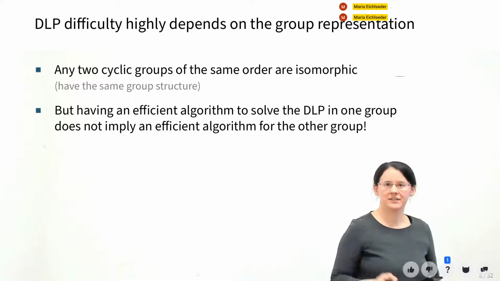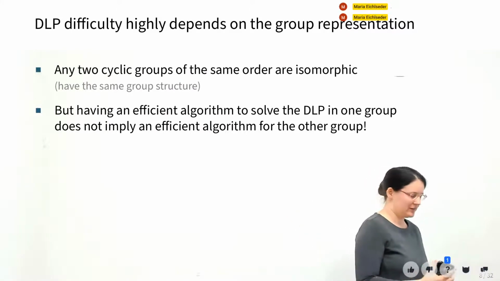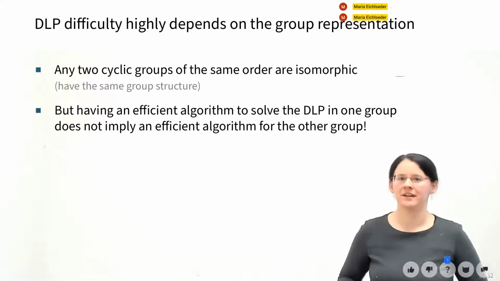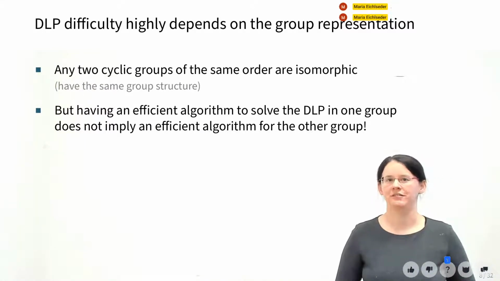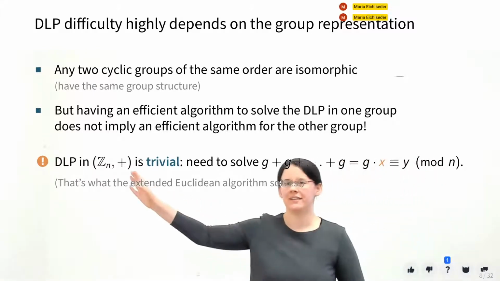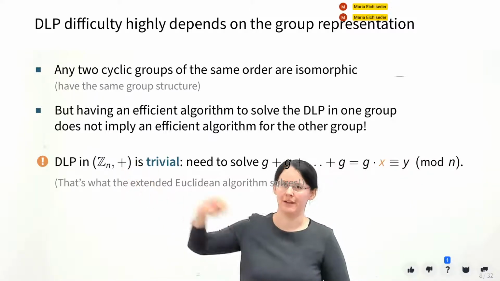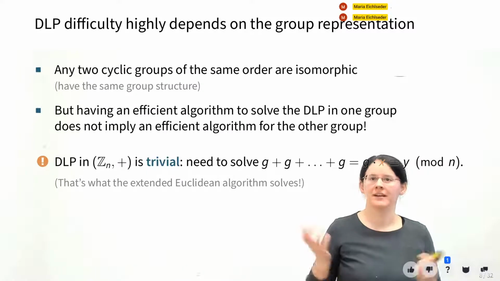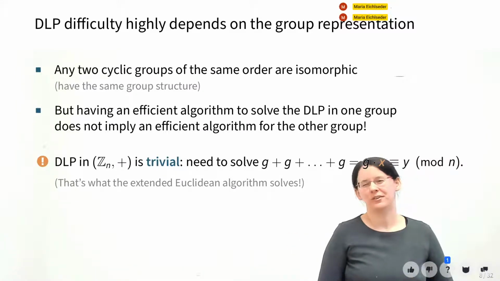So let's now get back to the groups case. And I have an example here where you can see that in some groups, the discrete log problem is actually very, very easy. And this example is also in modular arithmetic, but if we look at the additive instead of the multiplicative group. And it turns out that here the discrete log problem is actually completely trivial, and it also doesn't really deserve the name log problem.